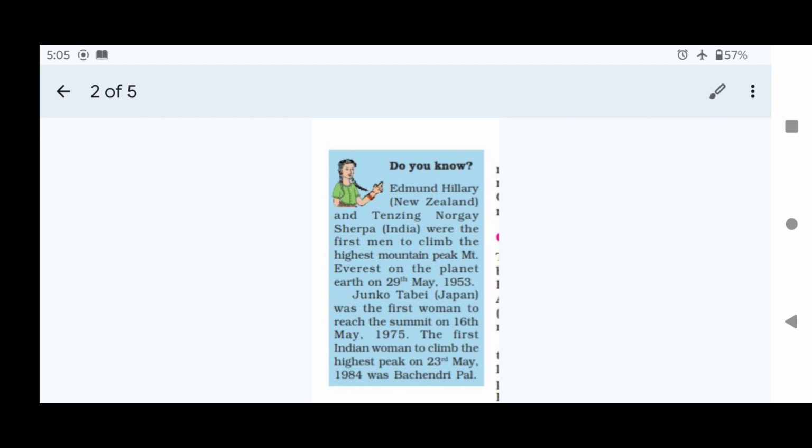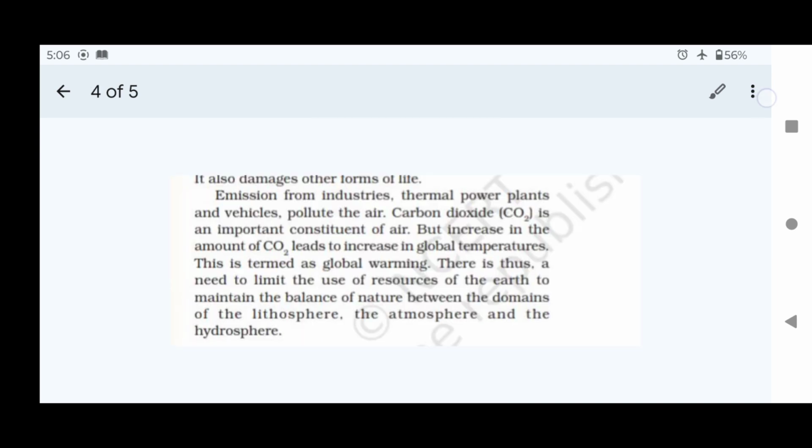Here is an interesting fact from your book. Edmund Hillary from New Zealand and Tenzing Norgay Sherpa from India were the first men to climb the highest mountain peak, Mount Everest, on planet Earth on 29 May 1953. Junko Tabei of Japan was the first woman to reach the summit on 16th May 1975. The first Indian woman to climb the highest peak, on 23rd May 1984, was Bachendri Pal.